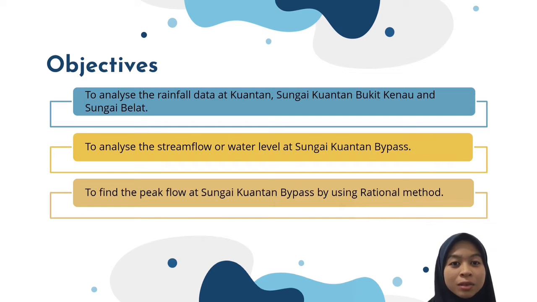Next, there are three objectives of our project. First, to analyze the rainfall data at Sungai Kuantan, Bukit Kenau and Sungai Belat Sri Damai. Our second objective is to analyze the stream flow or water level at Sungai Kuantan bypass, and lastly, to find the peak flow at Sungai Kuantan bypass by using the rational method.